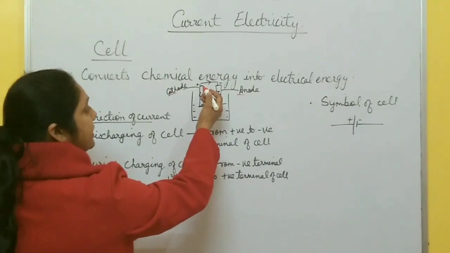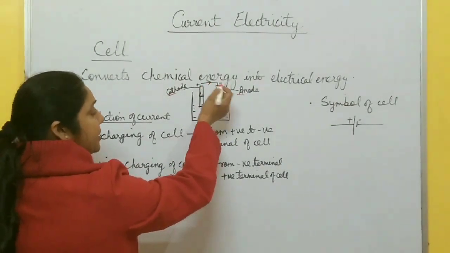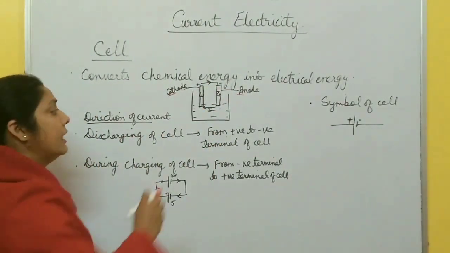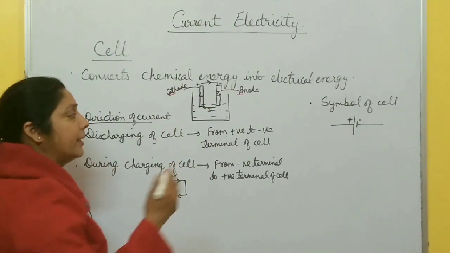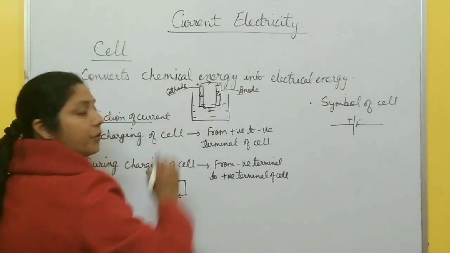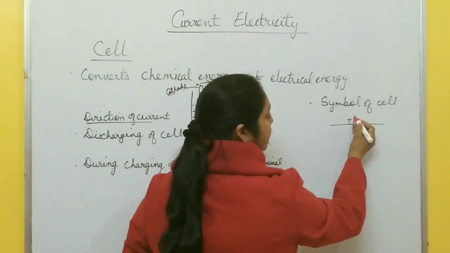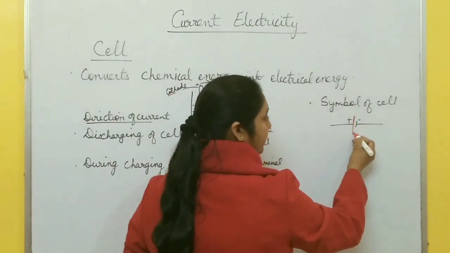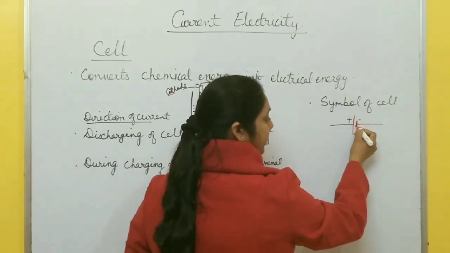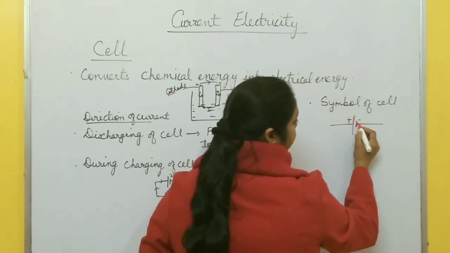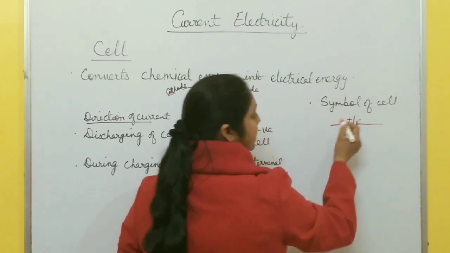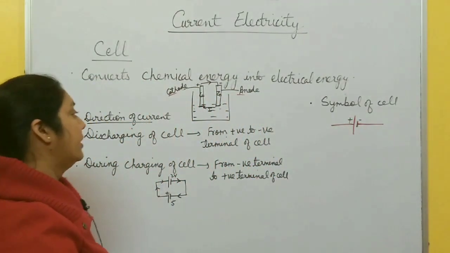So, outside the cell, direction of current is from positive terminal to negative terminal of the cell, and inside the cell, direction of current is from negative electrode to positive electrode of the cell. This is the symbol for cell. Positive electrode, longer line, and negative electrode, shorter line. And this is symbol for cell, positive and negative, right?